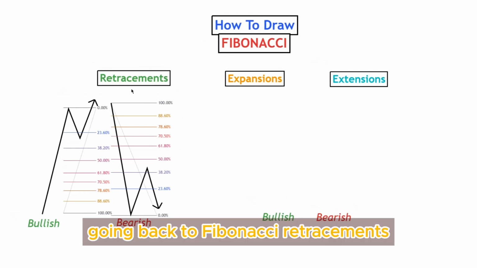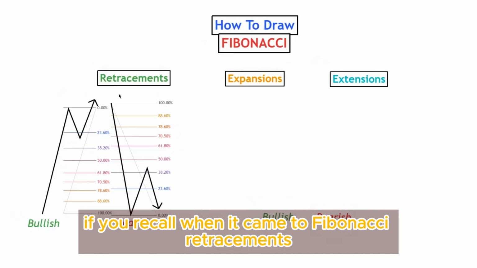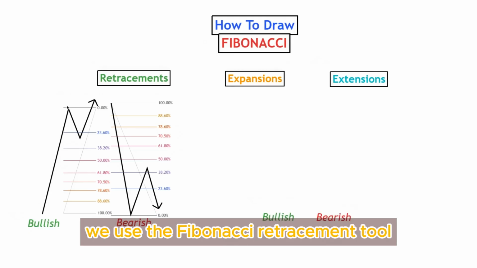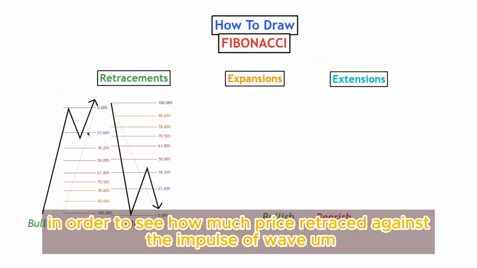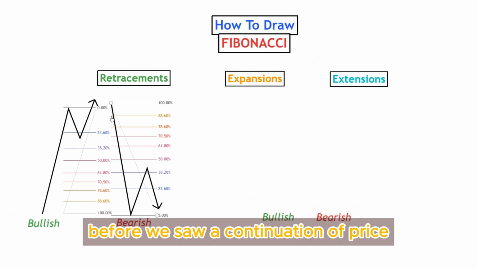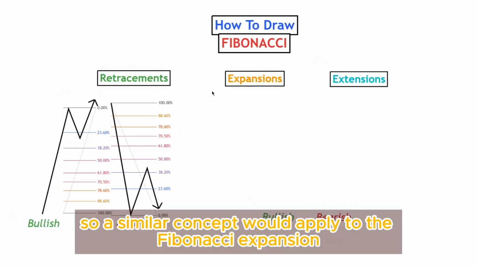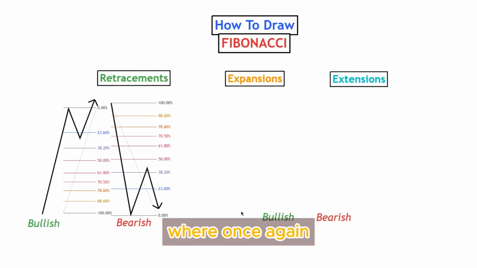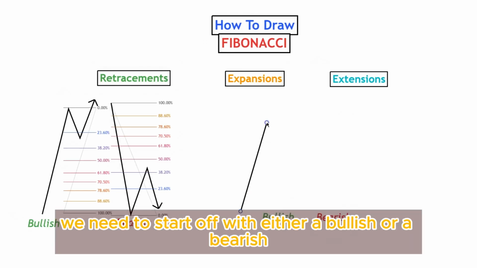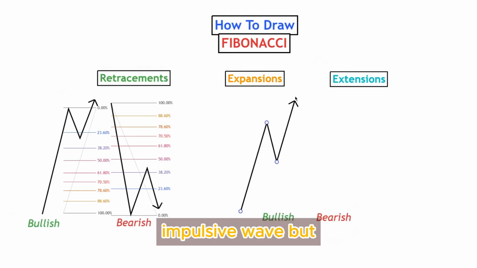But going back to Fibonacci retracements, if you recall, when it came to Fibonacci retracements, we used the Fibonacci retracement tool to measure the bearish or bullish impulsive waves in order to see how much price retraced against the impulsive wave before we saw a continuation of price. So a similar concept would apply to the Fibonacci expansion and the Fibonacci extension, where once again we need to start off with either a bullish or a bearish impulsive wave.